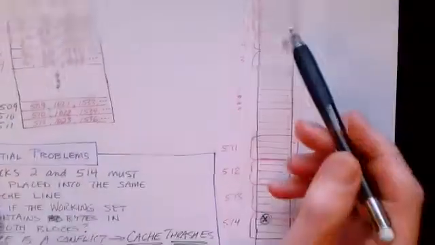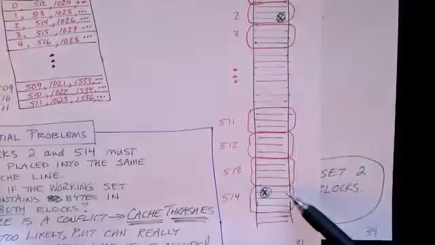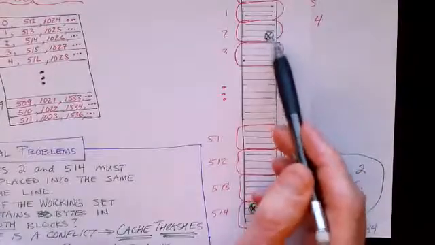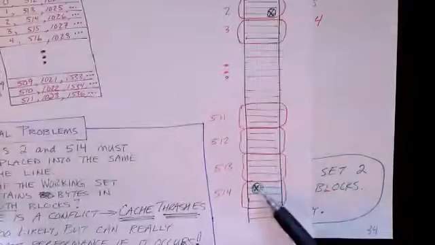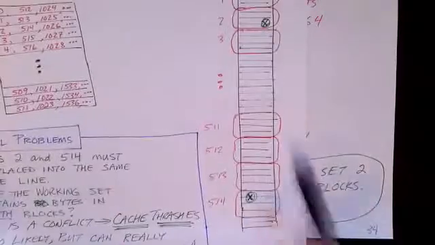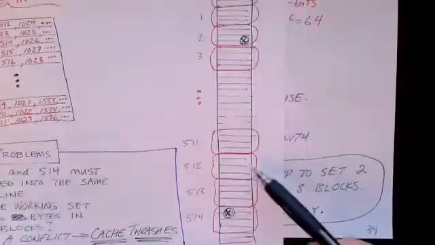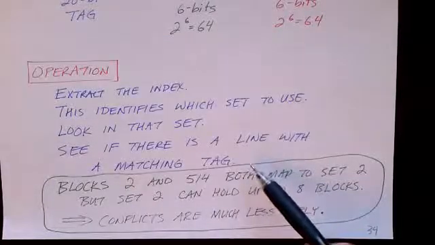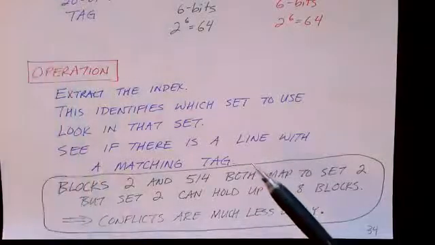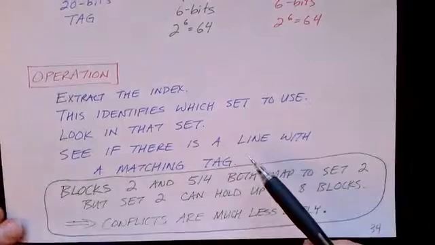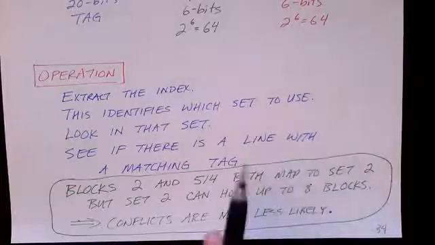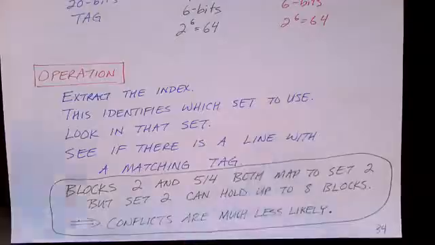So going back to the previous diagram I had before, here is block number 2, here is block 514, and there may be some bytes that are in block 2 that are important, and there may be some bytes that are in block 514 that are in our working set. But both these blocks can be kept in the cache at the same time, because we can put each one of them into set number 2, and each set can contain up to 8 blocks. So in this case, we're able to avoid that sort of conflict. And this is the sort of design that is used in caches.